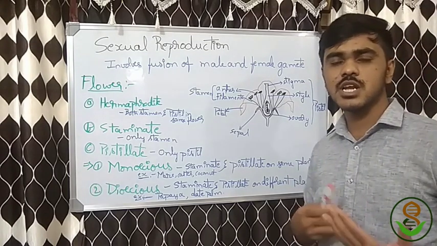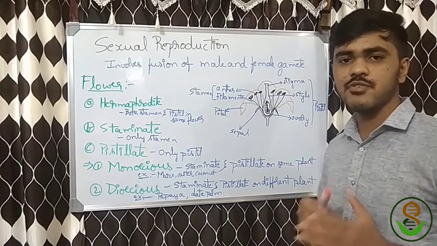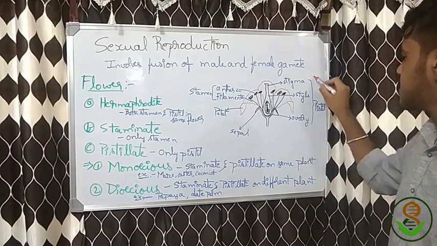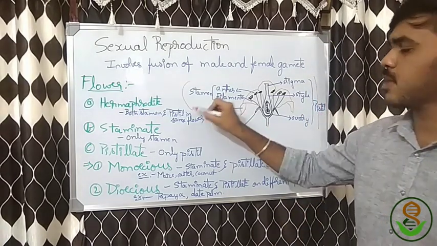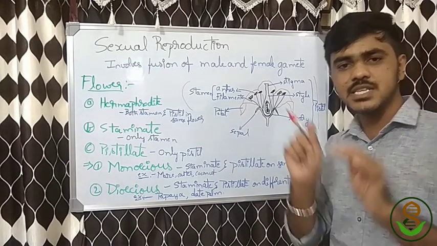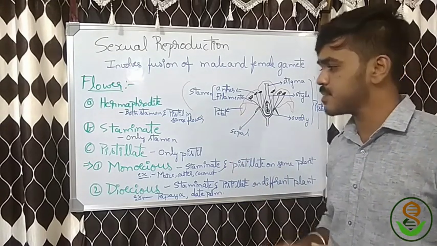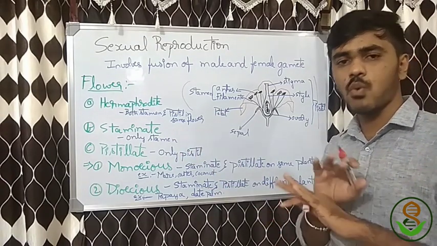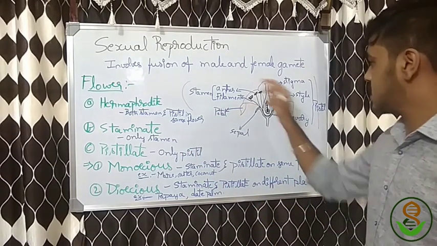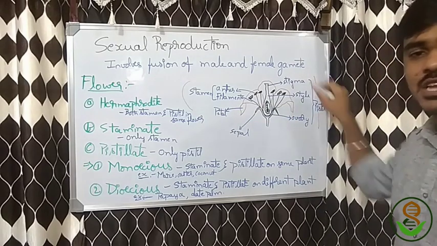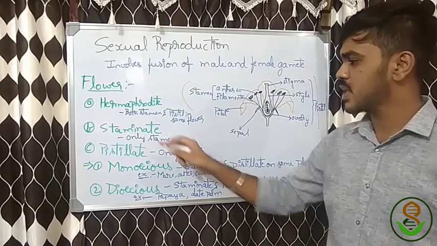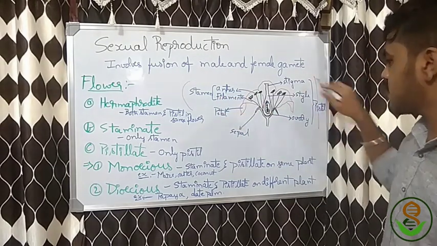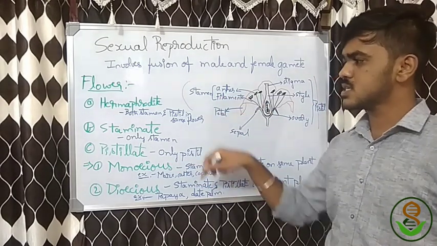In flowers, there are different types. Very commonly, if both the pistil part and stamen part are present in the same flower, then we say it's hermaphrodite: both stamen and pistil in the same flower. Then staminate contains only stamen, no pistil. The remaining parts are there, but the pistil will not be there. Only stamens will be there. In the pistillate flower, everything will be there, stamen will not be there, only pistil will be there. And these are three types.